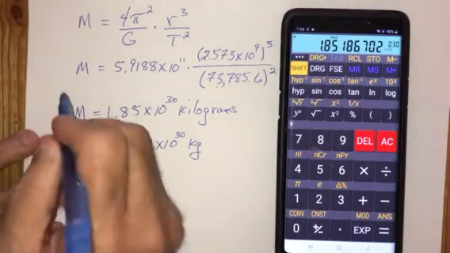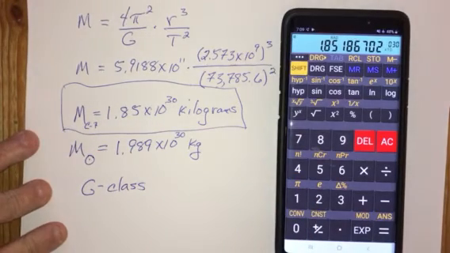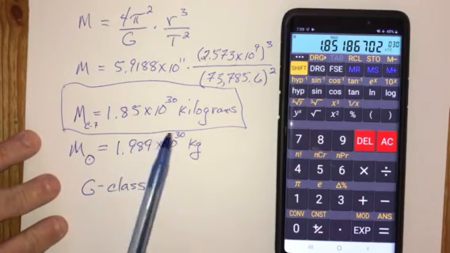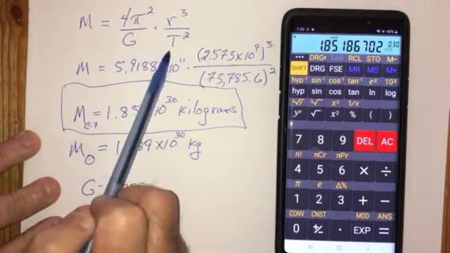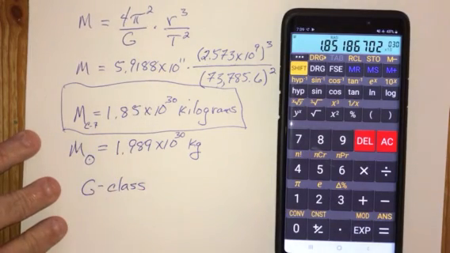Okay, so this was our result, and you saw the process by which we can use Kepler's third law to calculate a stellar mass based on the orbital radius and orbital period of a planet that orbits that particular star.